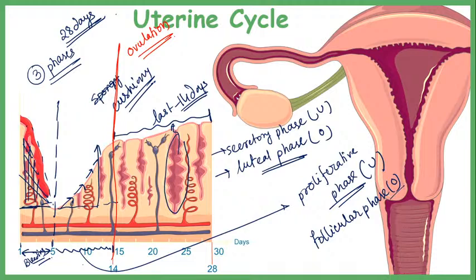Right. Now at day 14, more or less day 14, what happens? Ovulation takes place. Most of the females have their total cycle of 28 to 30 days. In them, around day 14 or 15, ovulation takes place. Right?